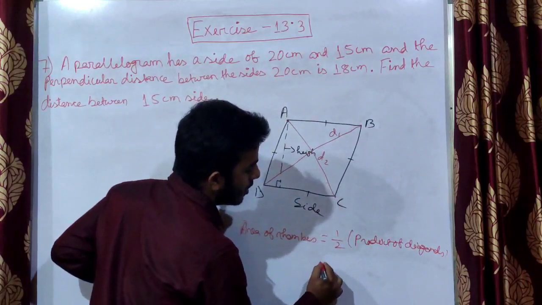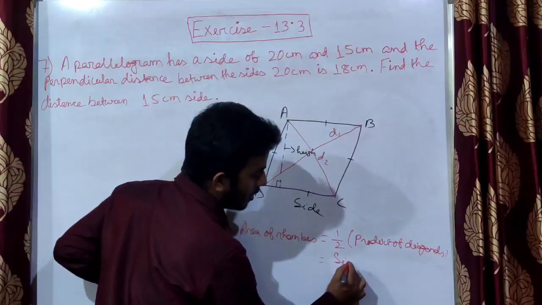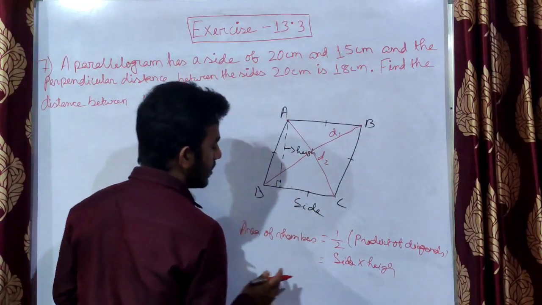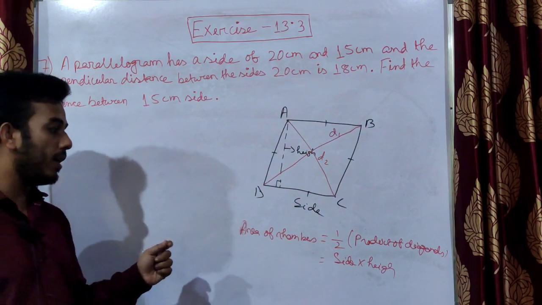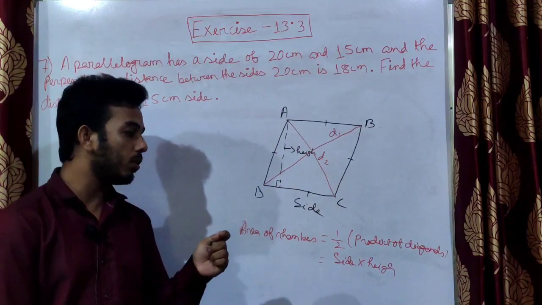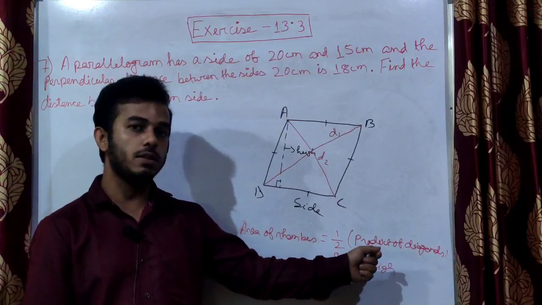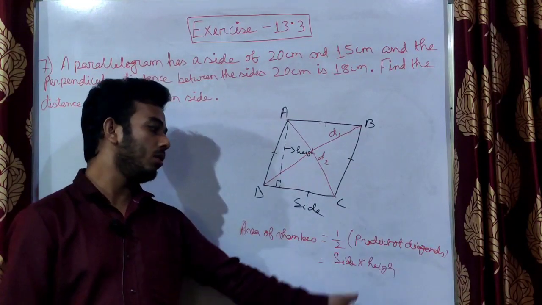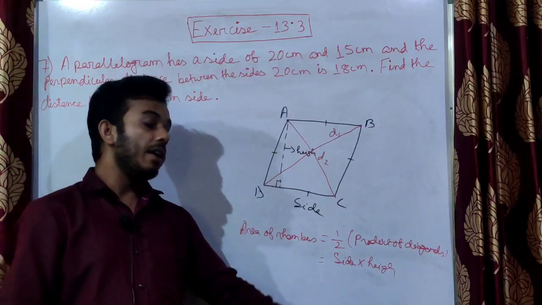Another is side into height. So this is the area of the rhombus. So how will we find the area of a rhombus? If the diagonals are given, we will use half of the product of diagonals, that is diagonal 1 into diagonal 2, and if side and height are given, we will use side into height.